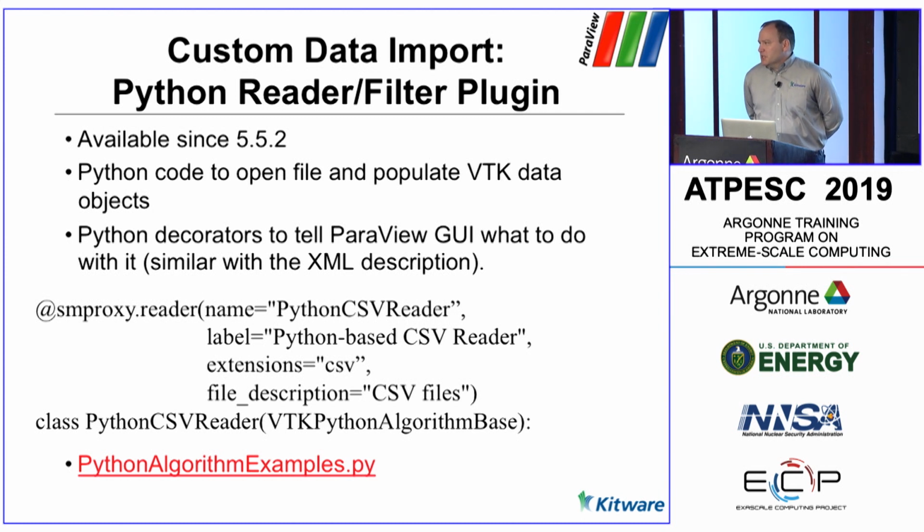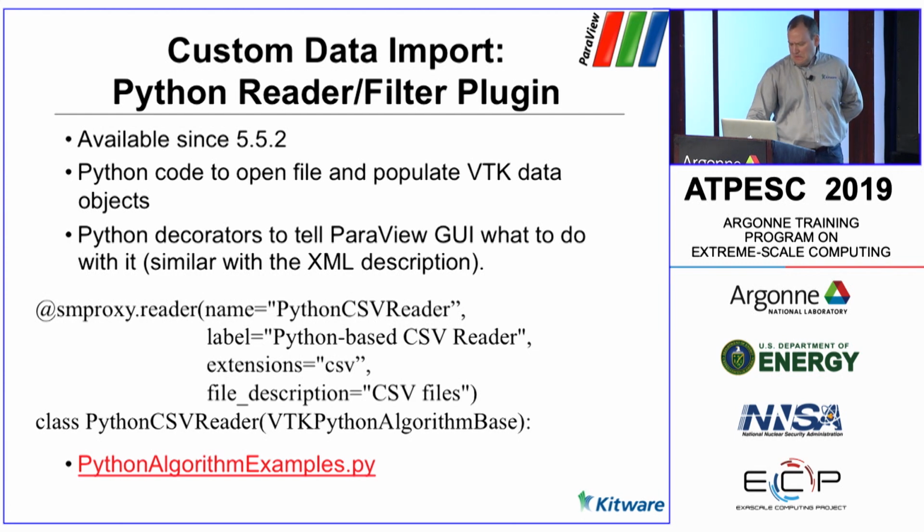But it's often easier, especially when you're doing quick development, to extend ParaView with Python scripting. Since ParaView 5.5.2, the best way to do this is with annotated Python scripts, which you load through the Tools Plugins menu. This is just Python code. In the case of a reader, it's Python code which knows how to open up some file and create VTK data structures of those 5 primary types we talked earlier, with a little bit of Python decorators to tell the ParaView GUI what it should do with this bit of code.